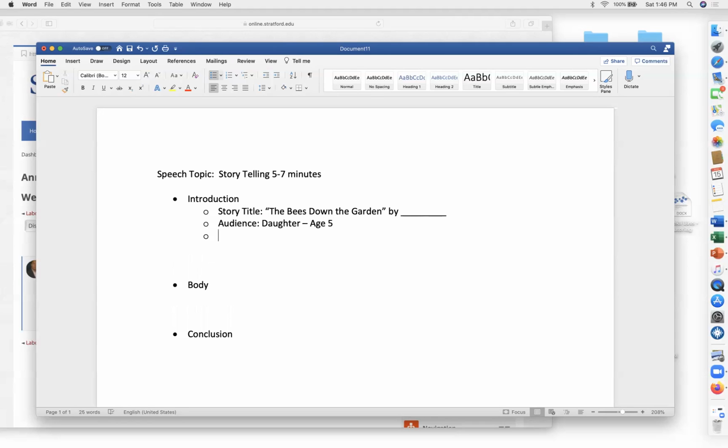And then do you see what I'm doing? I'm just filling in the rationale. Why did you choose this story? Right? Like a reporter: who, what, why, where. And then that'll be the introduction. And then the body, you could just do what? Summarize the story, right?